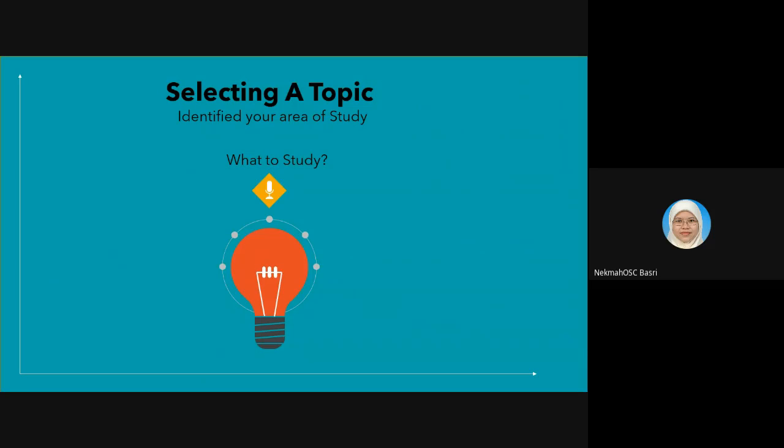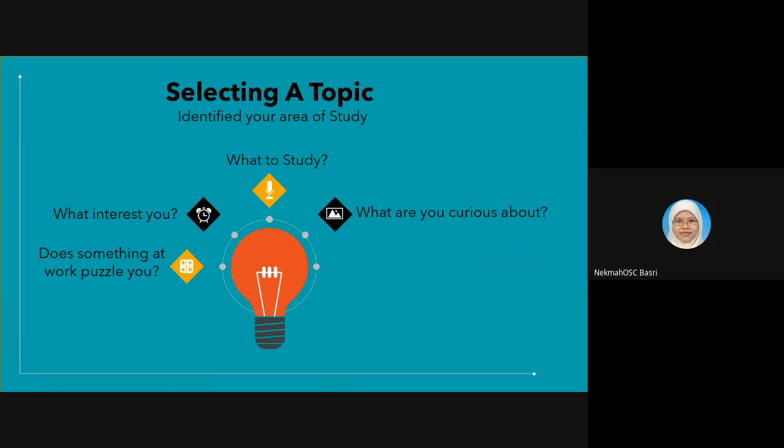Then we have to identify our area of study. What to study? What actually interests you for the study? Does something at work puzzle you? What are you curious about? An area of study can come from work or from reading journals, reports, or suggestions for further research.